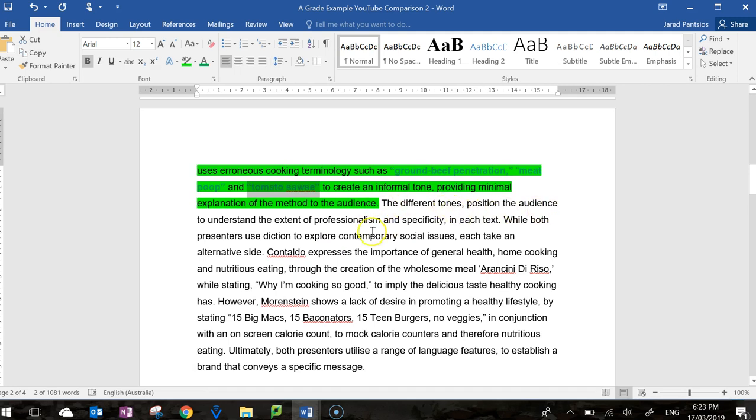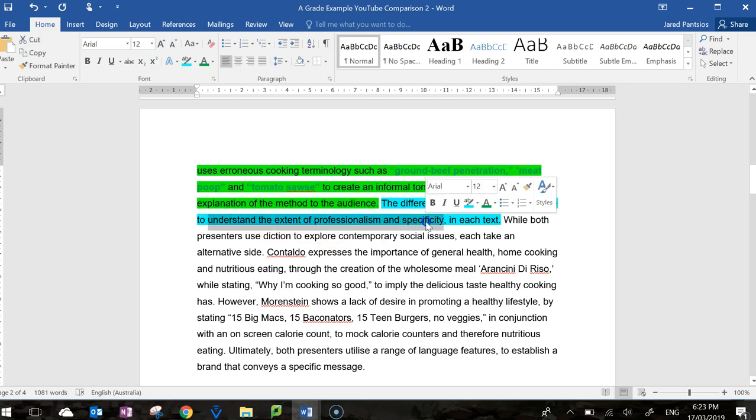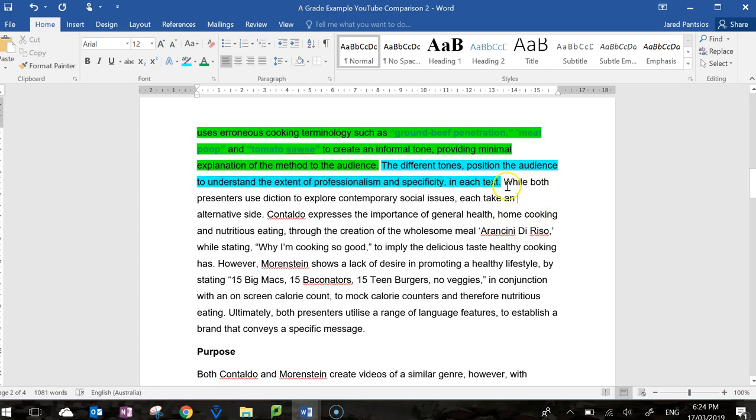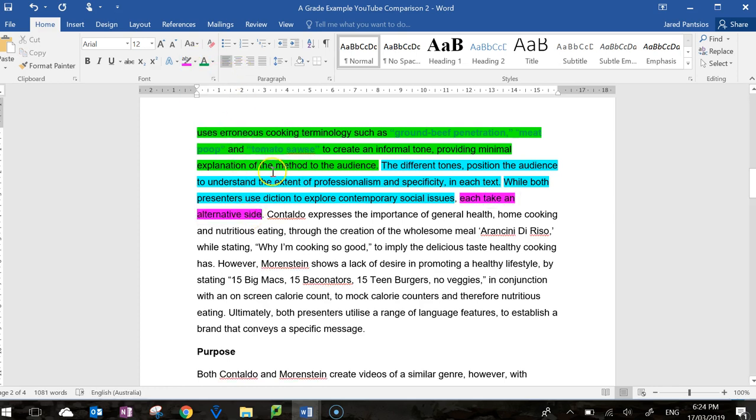The different tones position the audience to understand the extent of professionalism and specificity in each text. That's a great summary of noting similarity, because it's about how we understand the context of the video based on the language used. While both presenters use diction to explore contemporary social issues, each take an alternative side. Well, there's a bit of difference there. So you can see before they mention their examples, they do give a bit of context as to how they're similar or going to be different.